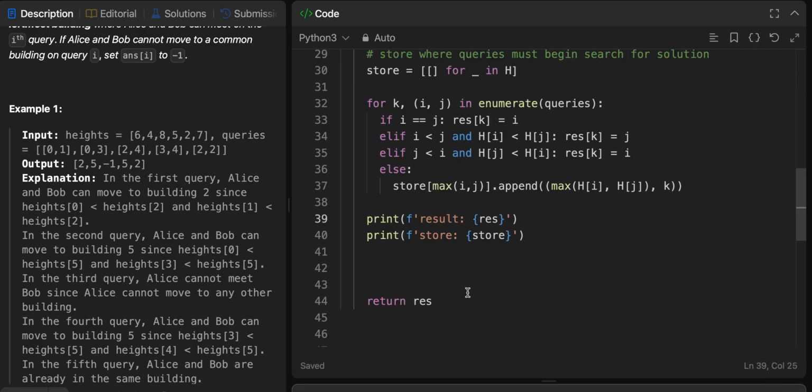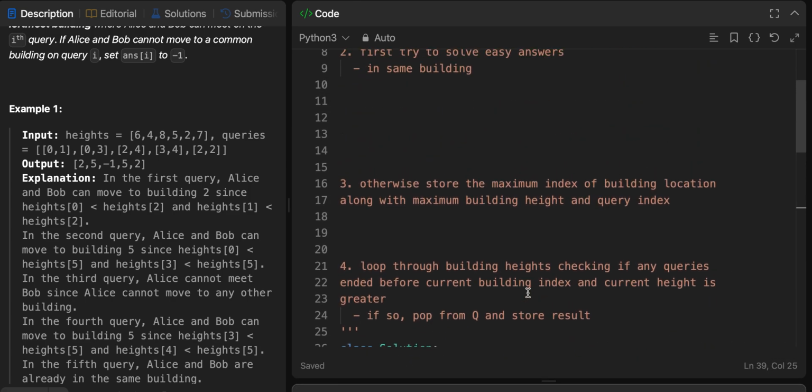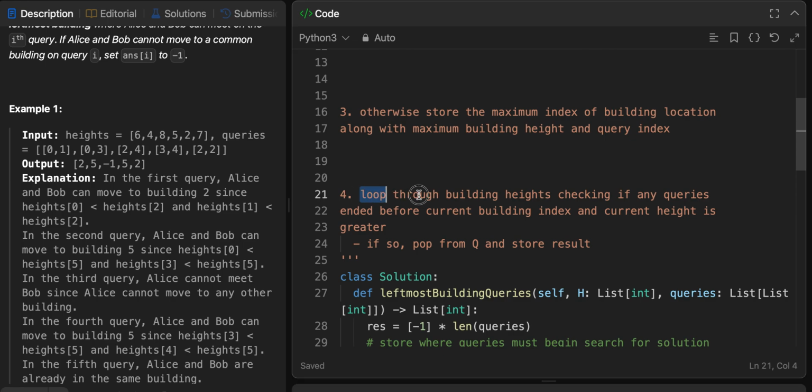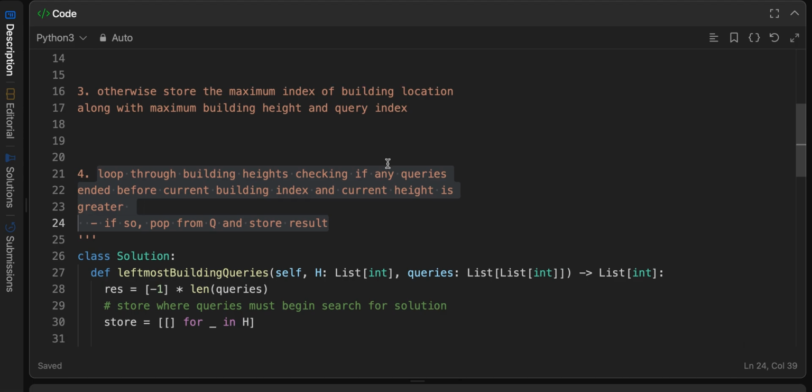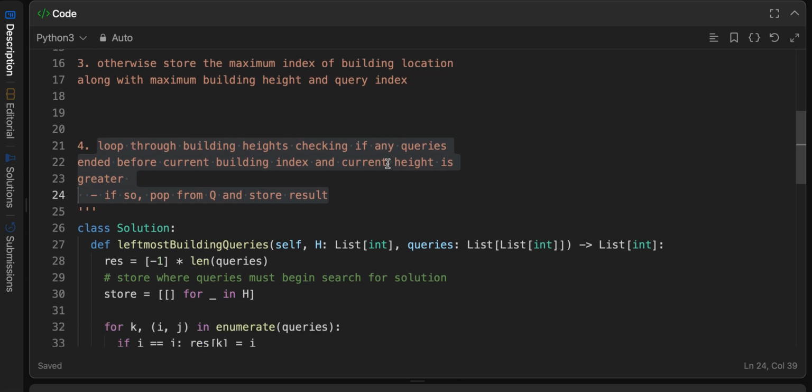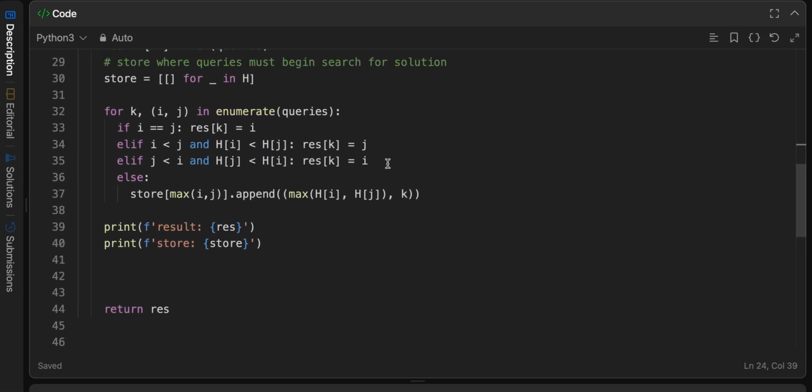Okay, great. So now let's move on to the next one. Let's loop through our building heights, checking if any queries ended before the current building index and current height is greater. If so, pop from queue and store result. Okay, so let's go over what that means. First, we want to start looking at our heights. So for i, h in enumerate heights.